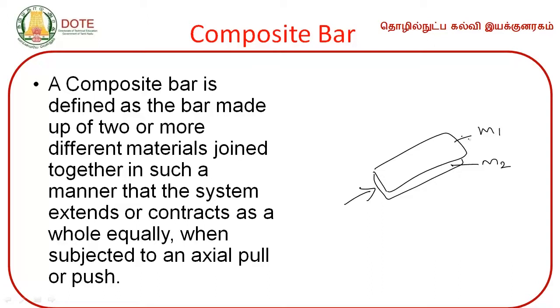When this bar is subjected to two axial pushes or two axial pulls, it will extend or contract as a whole equally. So we take a small rod. In this rod we give two axial pushes. When we give pushes, what happens? The rod is subjected to compressive stress. So it will shrink. The same rod when it is subjected to tensile load, what will happen? The length increases. But in the case of a composite bar, instead of a single material, we are going to have composite materials. Two bars made of two different materials and they are joined together. They exhibit the property of a single component or a single material.